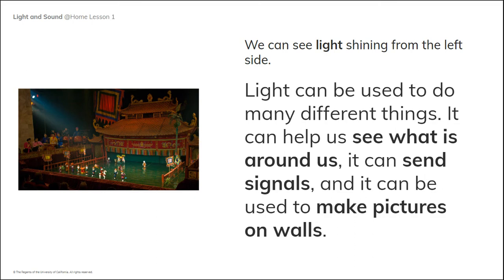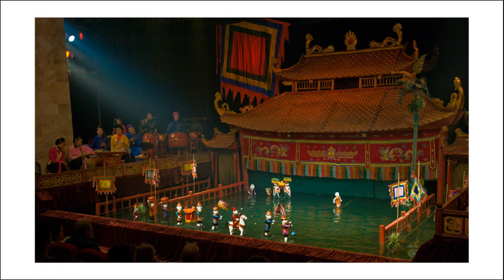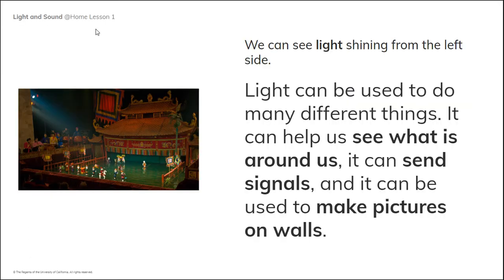And when you're looking at this picture, and I'll pull it up nice and big again, you can see that they have some lights over here in this area, right here on the little one. And light can be used to do many different things. It can help us see what's around us, it can help send signals, and it can be used to make pictures on a wall.